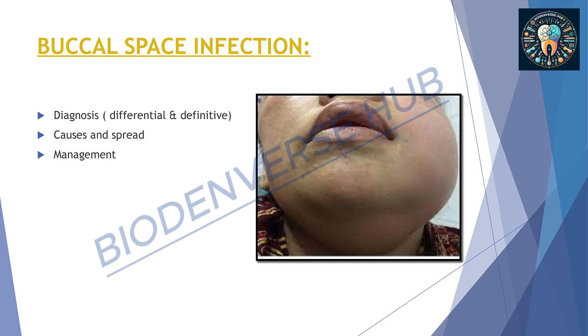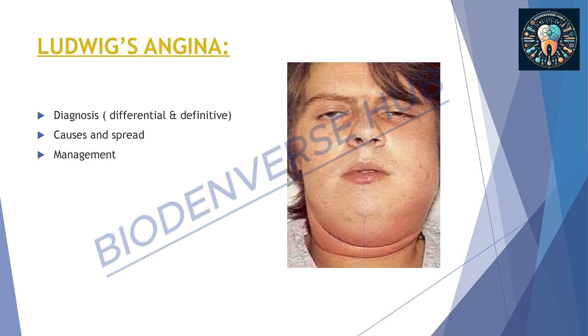After that, we have a clinical picture of Ludwig's angina, in which there is bilateral involvement of all three spaces: submandibular, sublingual, and submental space. And this infection is quite fatal as it can cause airway obstruction, so it is an emergency condition requiring emergency management. Again, the diagnosis, differential, definitive, the causes, spread, and management can be asked about Ludwig's angina.